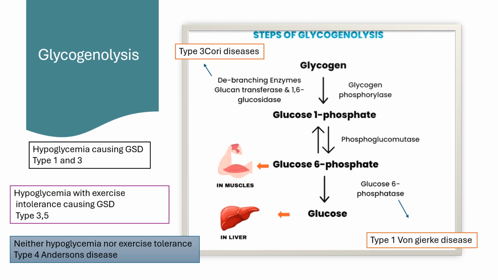Hypoglycemia with exercise intolerance is caused by GSD type 3 and 5. And neither hypoglycemia nor exercise intolerance is seen in type 4, that is Anderson disease.